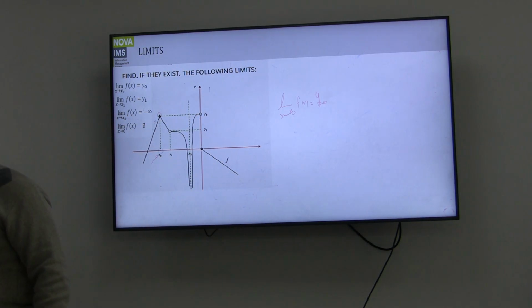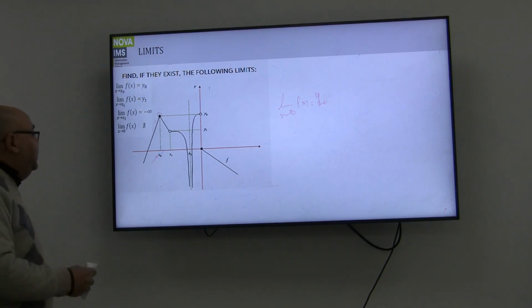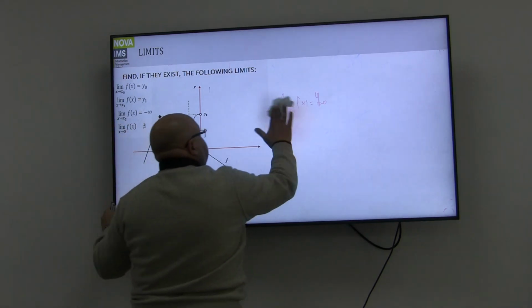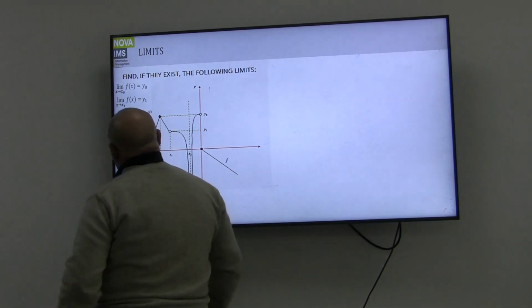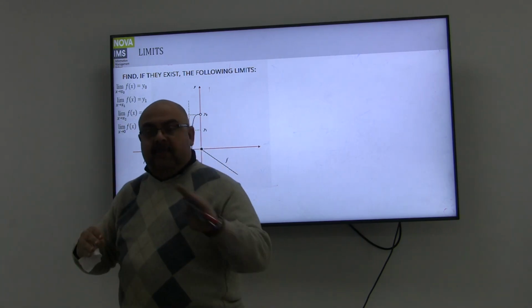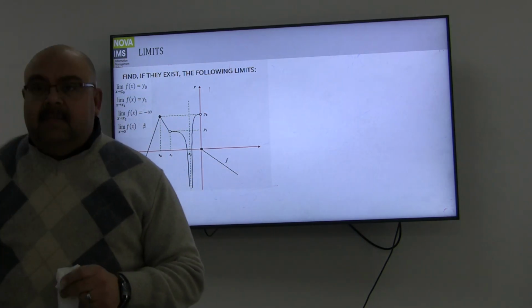When the left hand limit equals the right hand limit, when the limits are equal from the left and from the right, the limit exists. So the limit at x naught is y naught, because from the left or from the right, the value is the same.